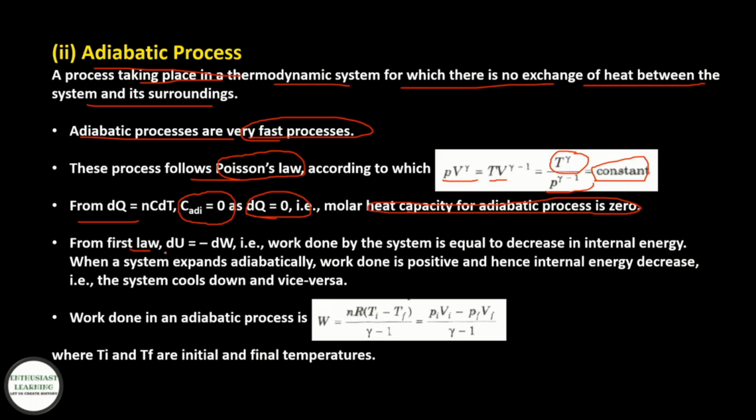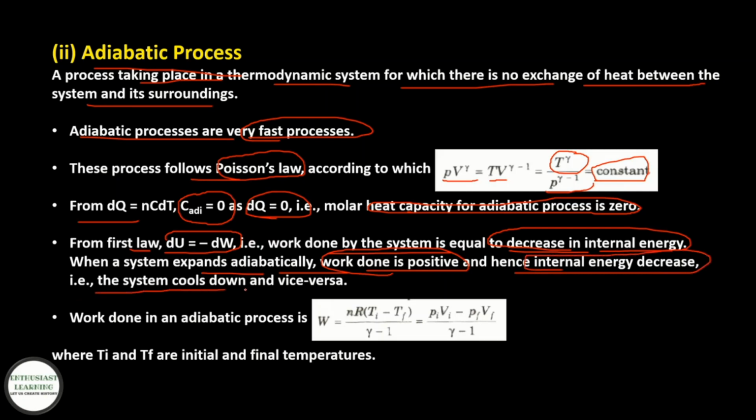From the first law, dU = -dW, i.e. the work done by a system is equal to the decrease in the internal energy. When a system expands adiabatically, the work done is positive and hence the internal energy decreases. That is, the system cools down, and vice versa.